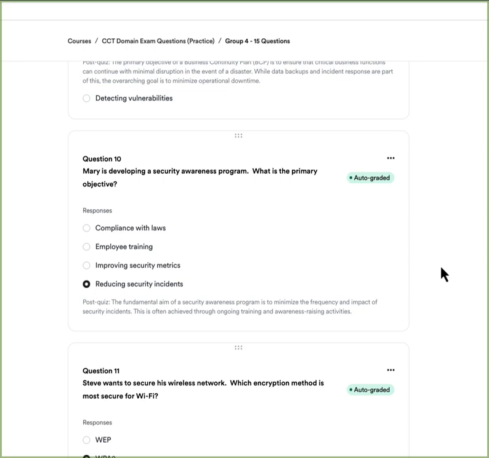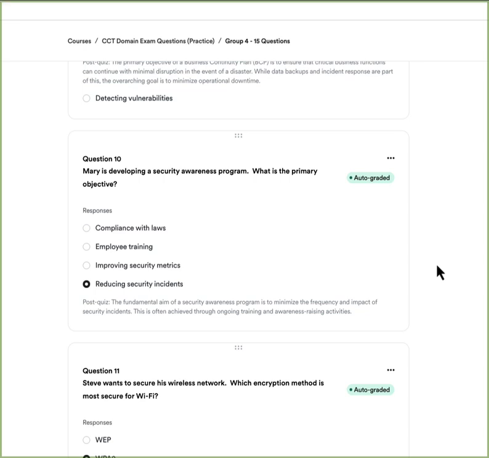Now, all of those are valuable, right, for your security awareness program. But which one is the primary objective? And the answer is D, reducing security incidents. Obviously, by teaching people and training people, you will help reduce the security incidents that would occur within your organization.